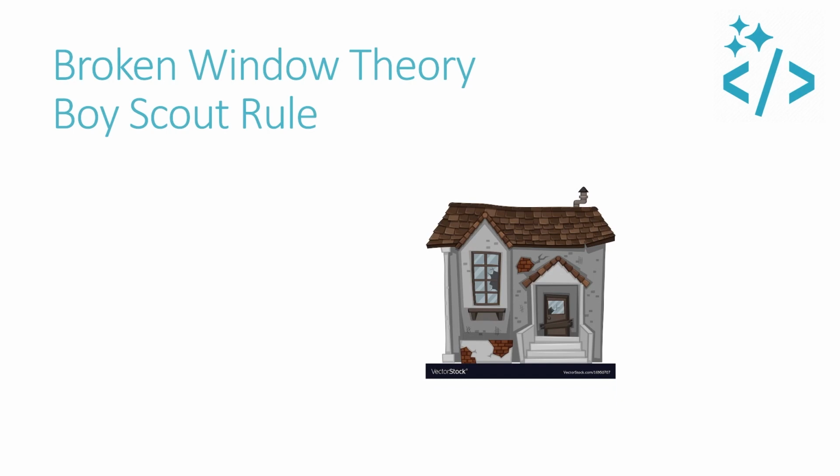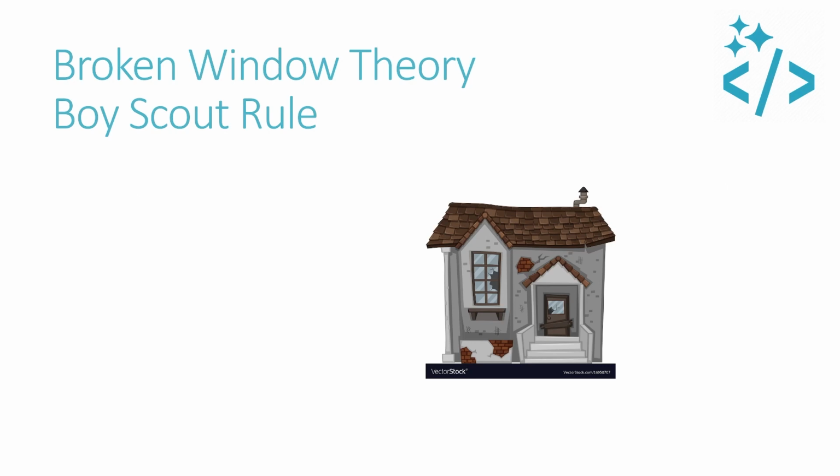The broken window theory says that if, for example, a window on a house is broken, then the other windows will be broken too, because this one broken window brings other broken parts, and after a while the whole house will be a mess. That's the same with our code base.